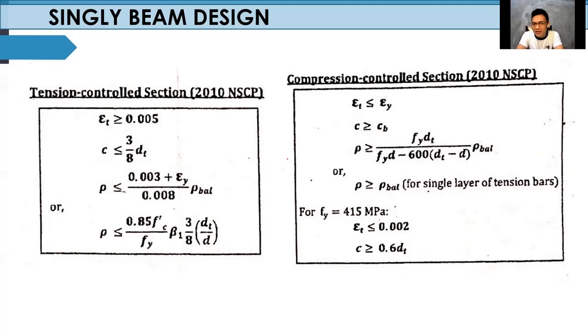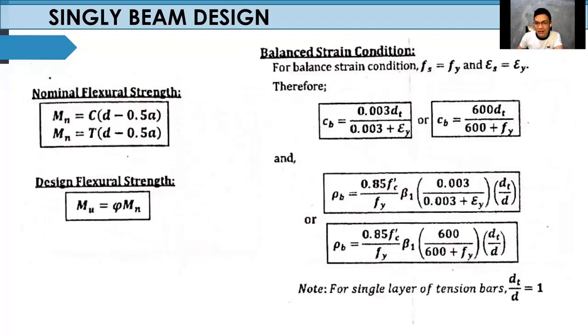Wala namang 2001. Kanina yung load lang pinakita ko, 2001 yung loads, yung 1.4, 1.7. Tsaka yung mga other natin, mga factors. So, 2010, Et natin must be tension control yung section natin if ito yung mga conditions niya. Meaning, yung ating epsilon T is greater than or equivalent to 0.005.